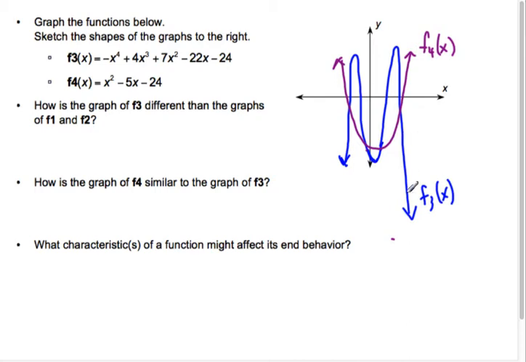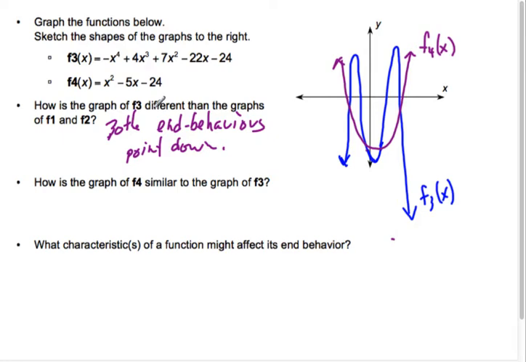Alright, so moving on, we had to graph these two functions, and here we go. We got the blue one this time is the first one, f3, and the purple one is f4. Okay, it says, how is the graph of f3 different than the graphs of the first two we saw? And f3 clearly has end behaviors that point down, both end behaviors point down. And the other ones did not have that.